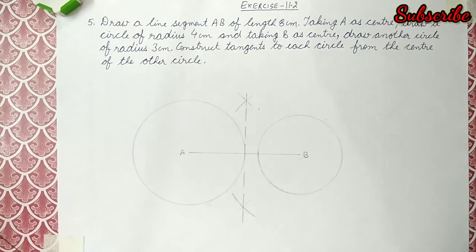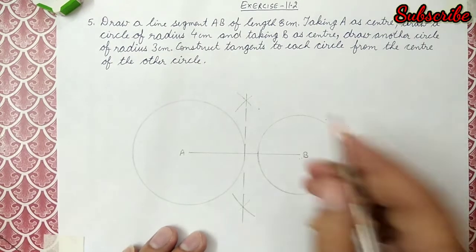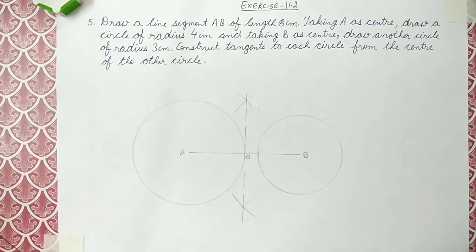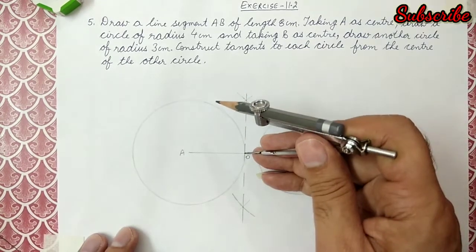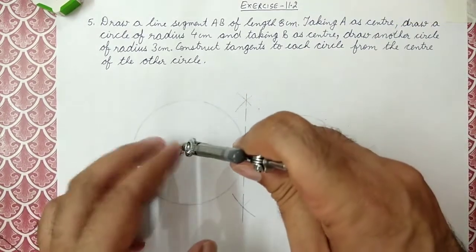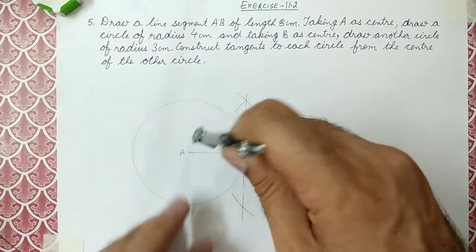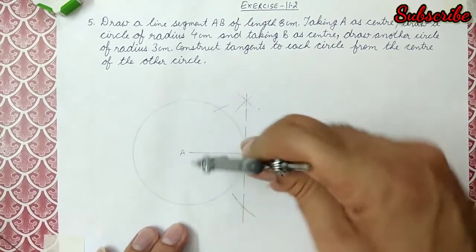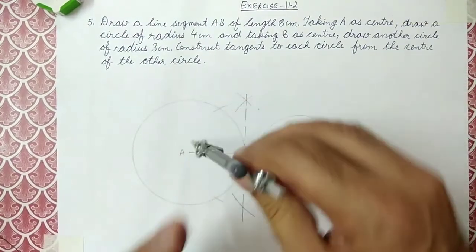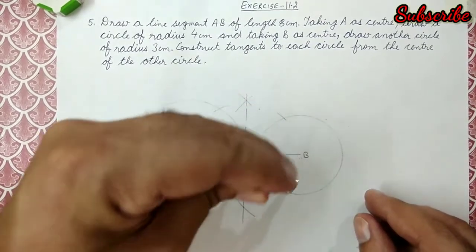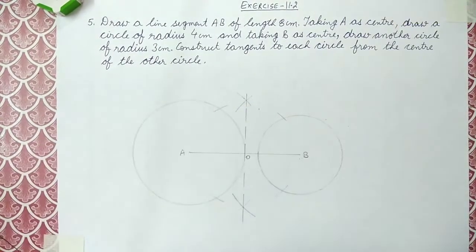Now the next thing is, we keep the compass at this point. I just named this point as O. Keep the compass at O and open it equal to either OA or OB, because both are equal and both are equal to 4 centimeters. So we draw 2 arcs here and 2 arcs here, right? So the next step, just join them.